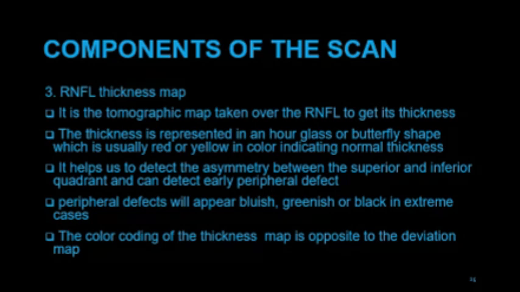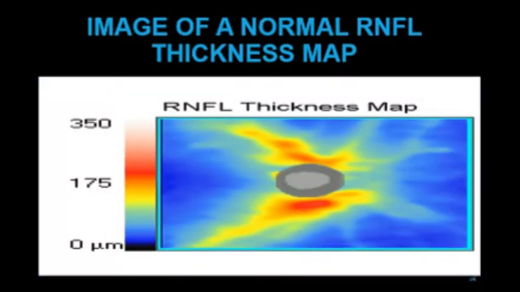Sometimes you can do a CVF and the machine will not detect early changes. But when you do your OCT, it can detect even the minute changes. Also, peripheral defects will appear bluish, greenish, or black in extreme cases. The color coding of the thickness map is opposite to the deviation map. I want you to know that this test will be dealing with a lot of color interpretation. So the color coding of the retinal nerve fiber layer thickness map is not the same as when we are dealing with the deviation map. Are we together? So this is what I mean. This is an image of a normal retinal nerve fiber layer thickness map.